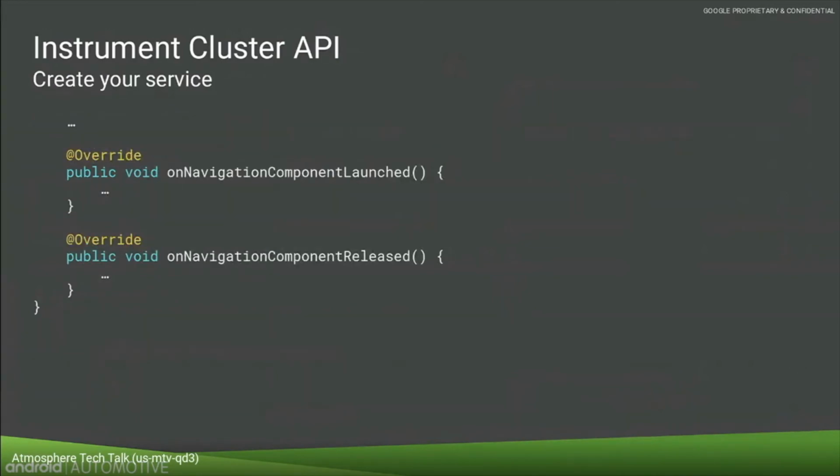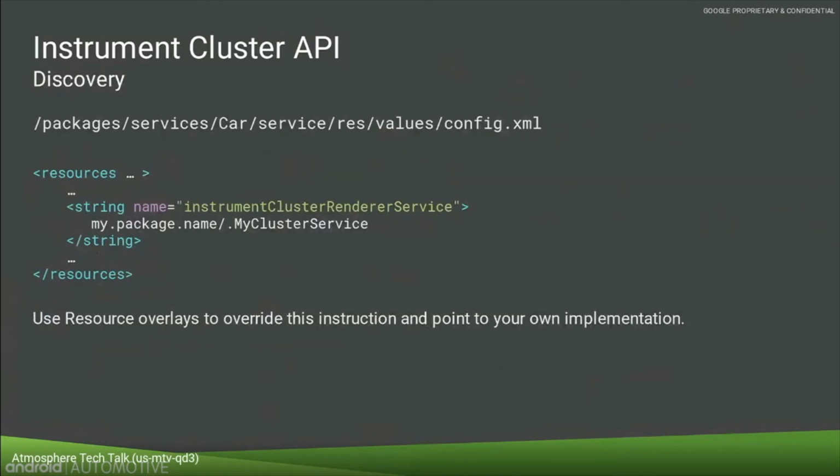And the way the car service is going to discover this implementation is by a configuration file that you can modify with an overlay. So this string is going to point to the package name and class name of your own implementation of the cluster service.